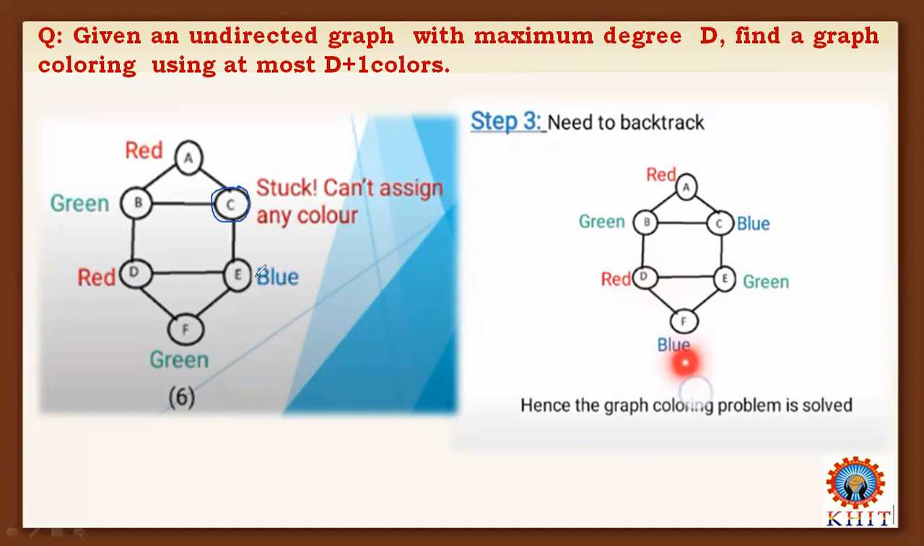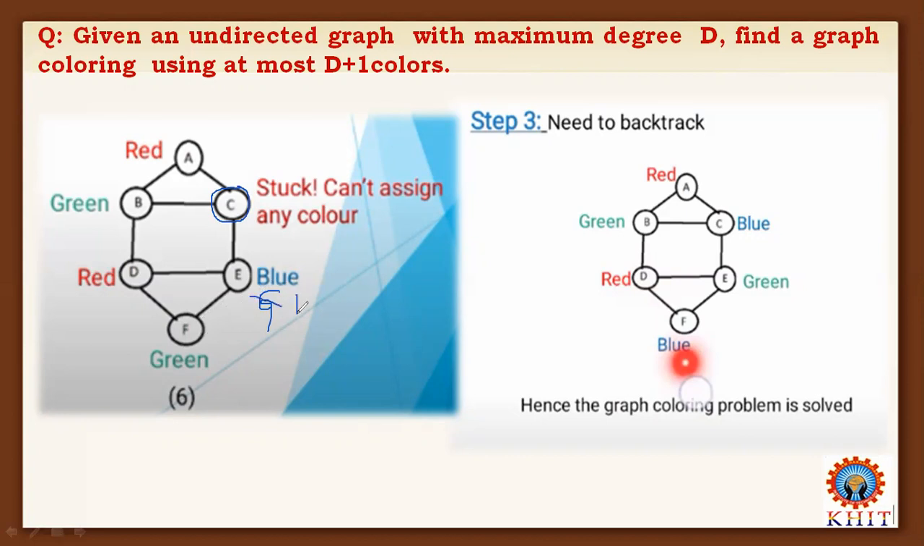And think once, already the vertex E is colored with blue. So we need to change the color of blue, what we filled with earlier. So in place of blue, can I fill with green? No, green is not possible. Why? Because F is also filled with green color.